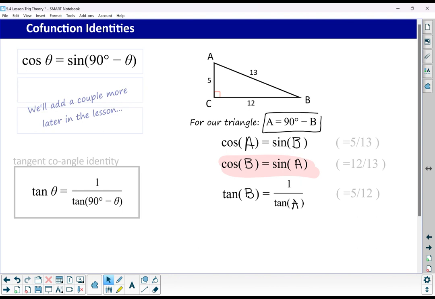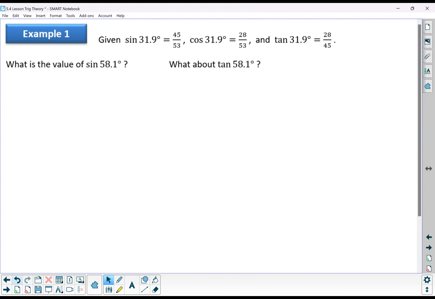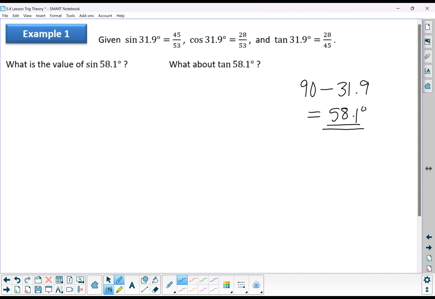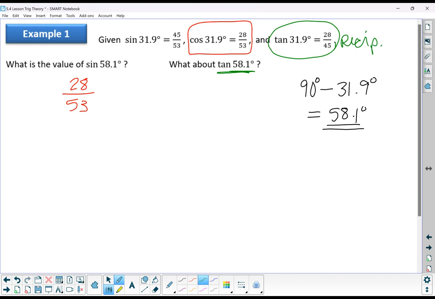90 minus theta. So if we know information about the sine of 31.9, the cosine of 31.9, and the tangent of 31.9, we are also able to calculate or to give a lot of information about the angle 58.1 degrees. So if I want to know the sine of 58.1, it's going to equal the cosine of 31.9. So the value of the sine of 58.1 would be 28 over 53. If I want to know the tangent of 58.1, it's going to be the reciprocal of the tangent of 31.9. It's going to be 45 over 28.